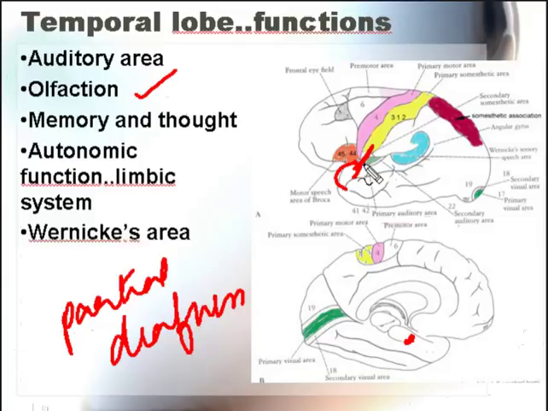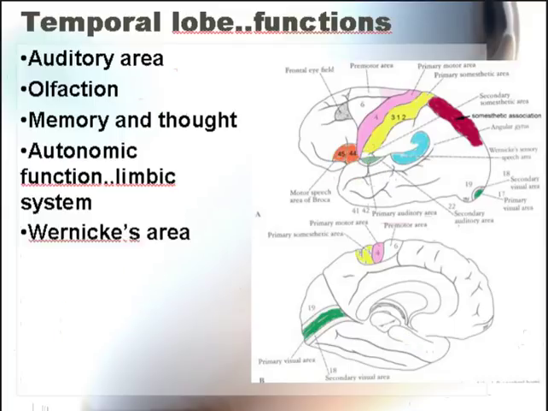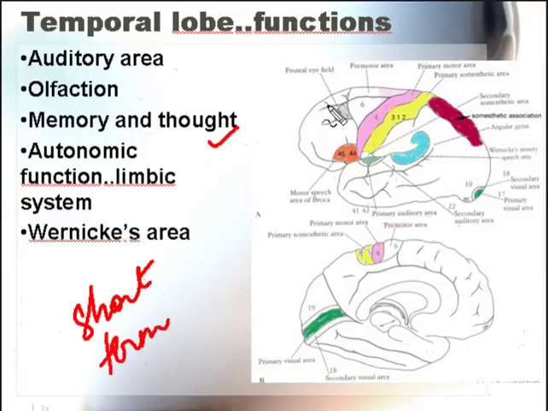Then memory and thought are again part of the temporal lobe functions, and in memory it is short-term memory, because long-term memory is present in, or stored in, all parts of the brain. And long-term memories are also known as engrams.